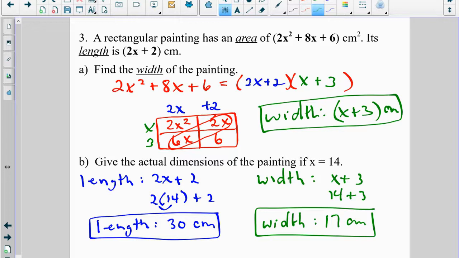All right, so that's it for today. You can use factoring as a way to solve real-life application problems. If you know the total area, you can use it to find either the length or the width, or as a challenge, you might even need to find both the length and the width to see how it's possible. And then once you have those factors, you can know a little bit more about the problem like we did in part B, giving the actual dimensions for a given value of x.